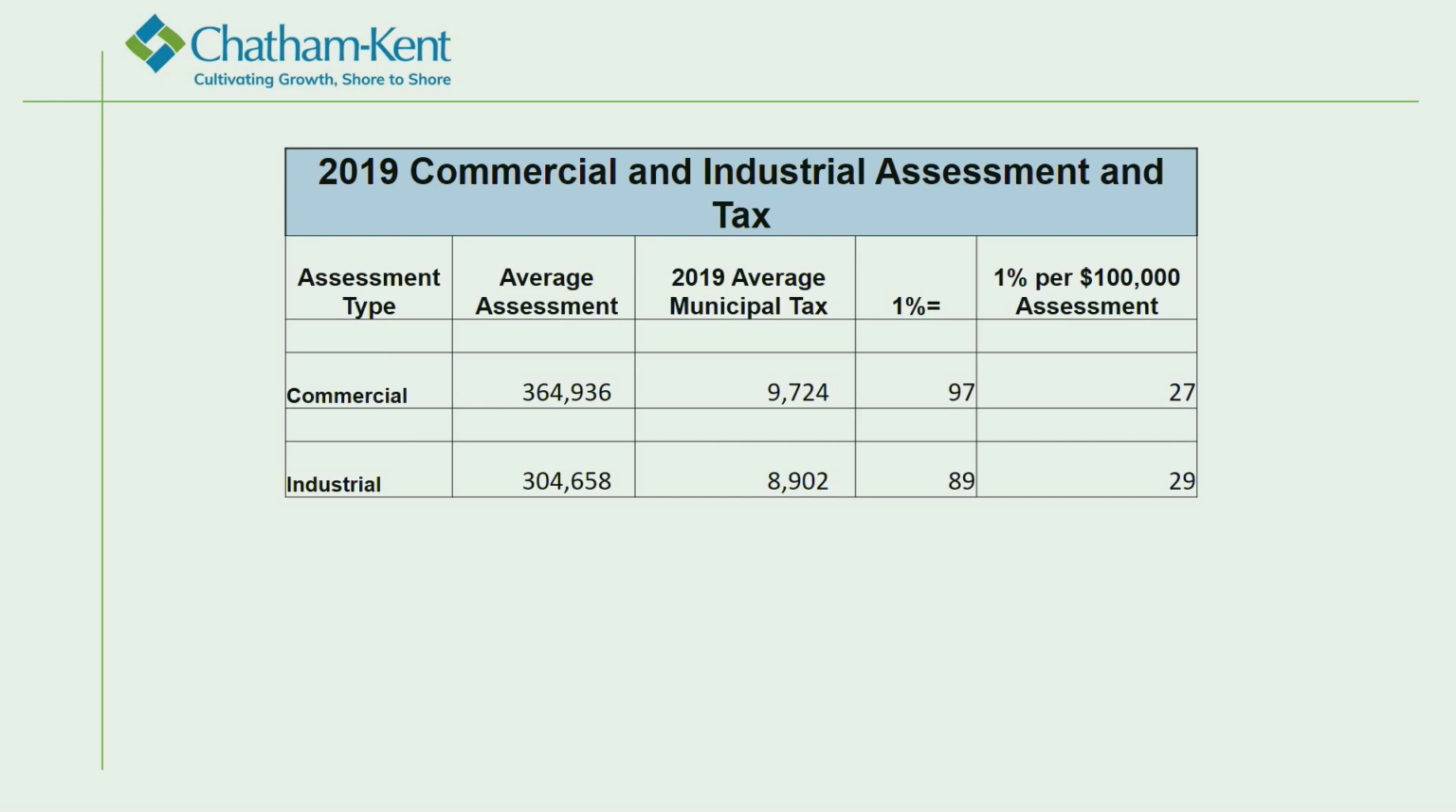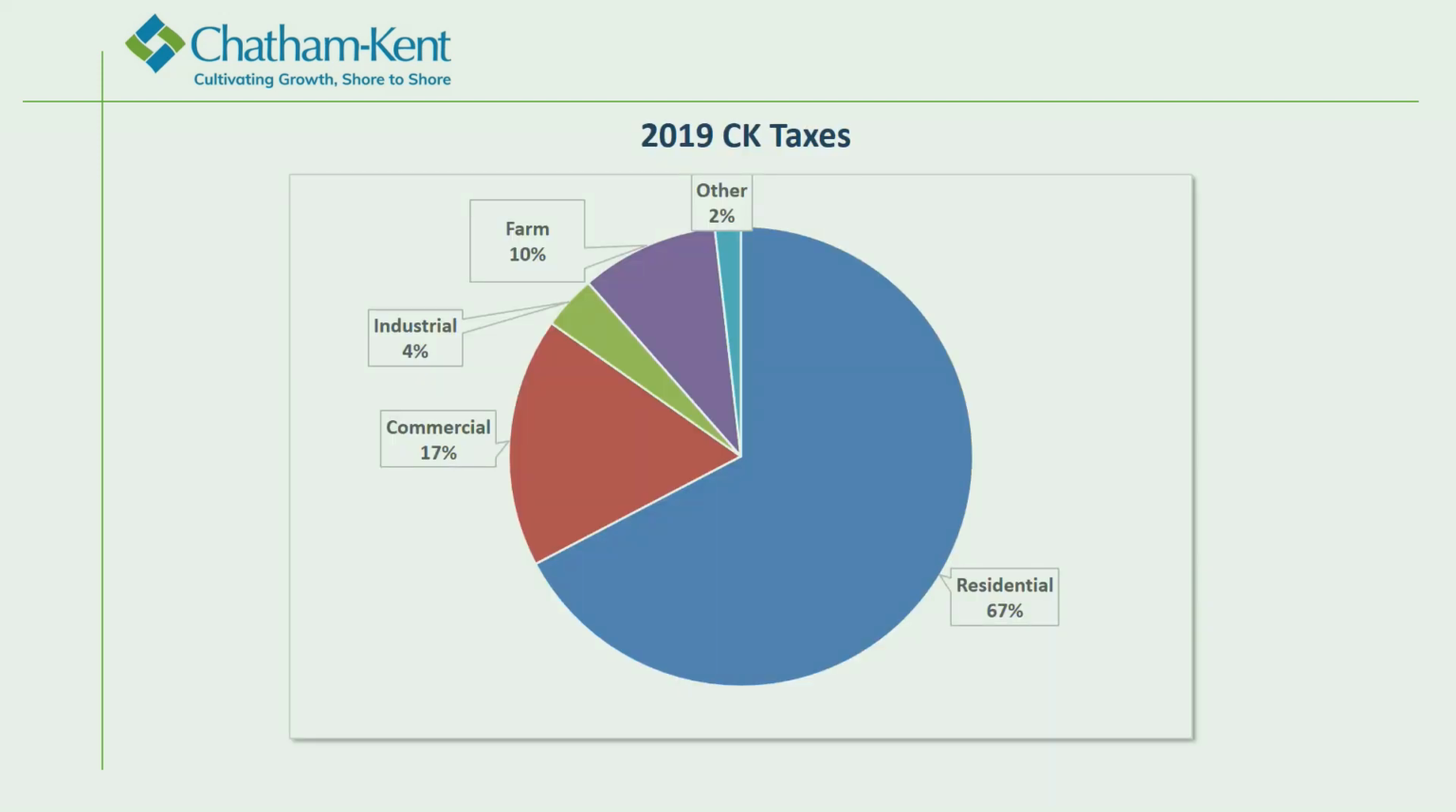A 1% budget increase on commercial industrial properties equates to a tax increase of $97 and $89 respectively. A 1% increase impacts commercial industrial properties more than residential properties because they are taxed at roughly 2 times the rate of residential properties. In 2019, residential properties accounted for roughly 2/3 of the property taxes collected by the municipality. Commercial and industrial properties have remained consistent over 2018 levels at around 21%. Farm property taxes collected have been increasing in proportion to other taxes over the last 8 years because of the continuing increase in farm assessment values.